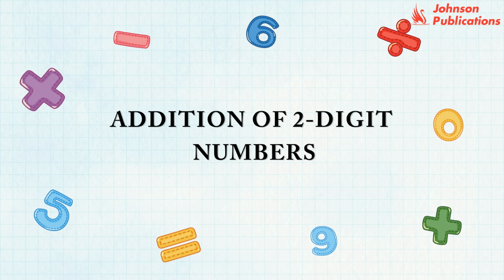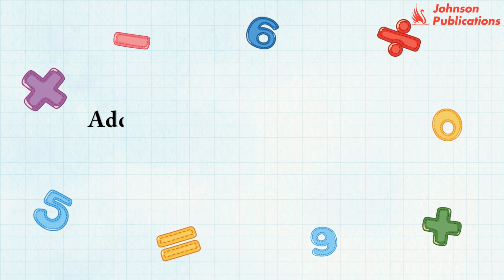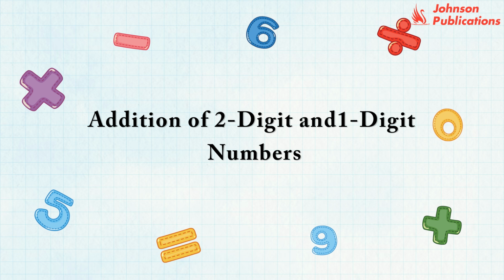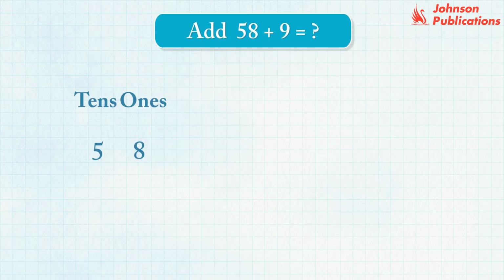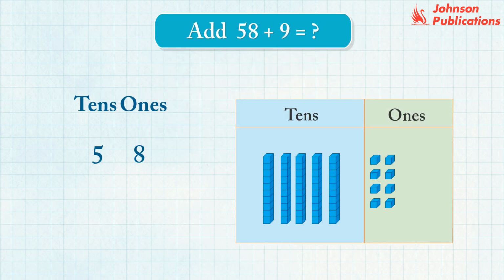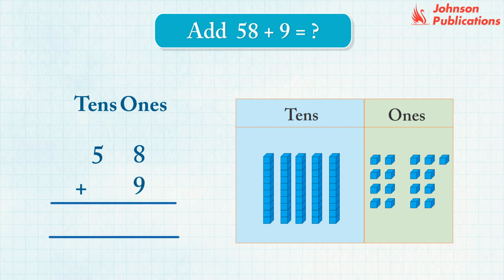Addition of two-digit numbers. Let us first understand the addition of two-digit and one-digit numbers. At 58 plus 9, we represent the number 58 using blocks like this in the place value table and add 9 ones to it. Step 1.